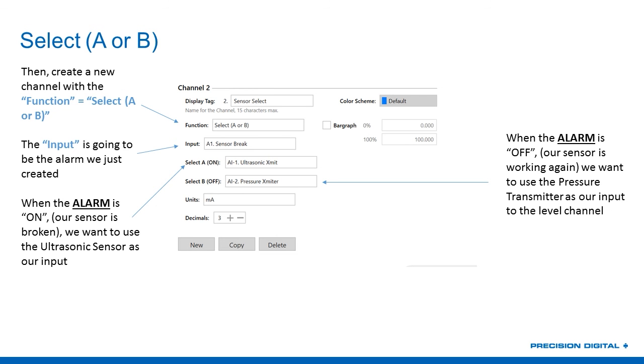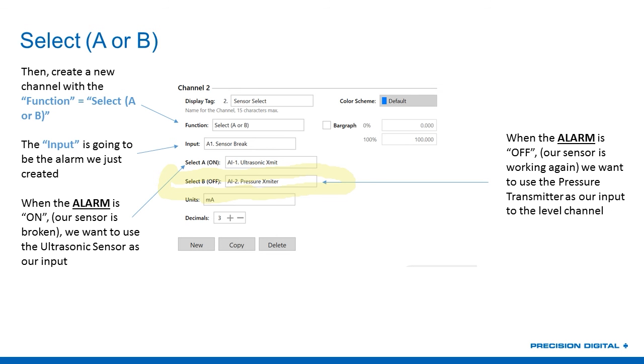When the alarm is on, that means our sensor is off. So when our alarm is on, we want to choose the ultrasonic transmitter as the input to our channel. When the alarm is off, that means our pressure transducer is back on and working. And so in that case, we want the consolidator plus to choose the pressure transmitter again to be our primary input.